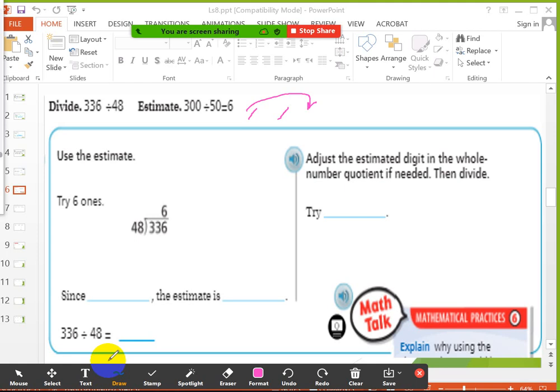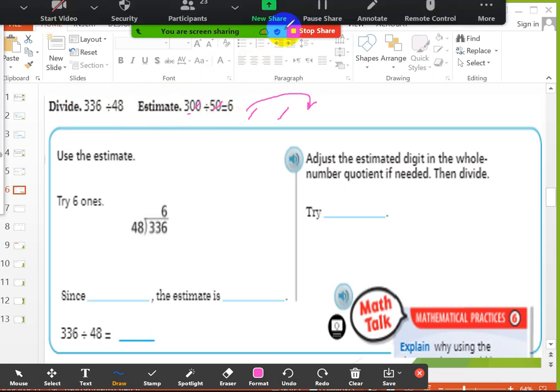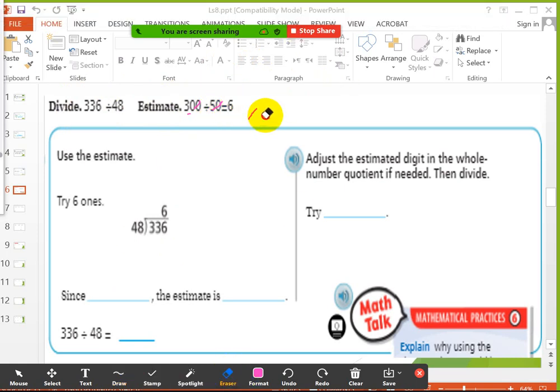Right, round the divisor first. If you round the divisor to the nearest 10, before 4 I have 8, so I add 1 to the tens, and it will be 50. And round 336 to the nearest 100, it will be 300. So if I divide 300 by 50, erase the 0 in the dividend with the 0 in the divisor. Now 30 divided by 5: which number multiplied by 5 gives 30? It equals 6. So the estimation here is 6.